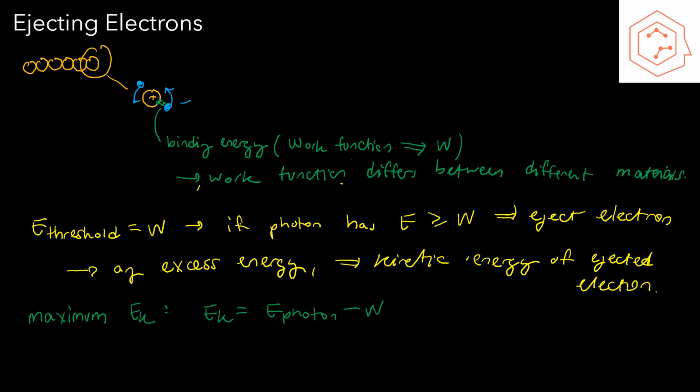So the more common way to write this equation is Ek, which again is the maximum ejection energy, is equal to the energy of a photon, which is given by Planck as hf, or Planck's constant, times the frequency of the light that the photon is coming from, minus the work function of the material.